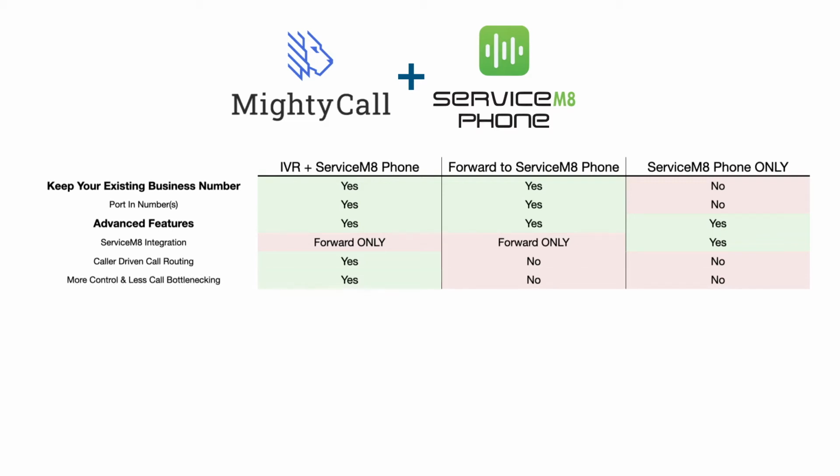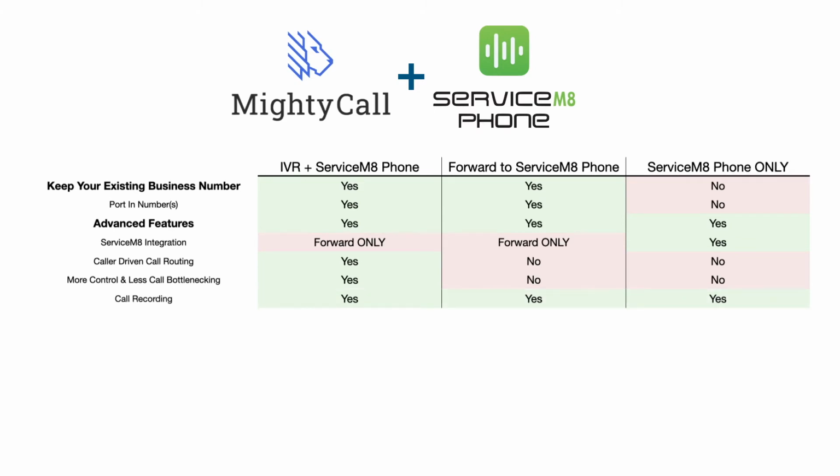This is going to give you more control and less call bottlenecking by not having every single call flow through your call admin. One of the chief reasons for this is ServiceM8 Phone currently only supports 2 callers at a time per person. So if you have a small admin team, those inbound callers can't stack up in a queue and would simply be sent to voicemail straight away. So during peak calling times of the day, we want to make sure that only needed calls are hitting our admin team.